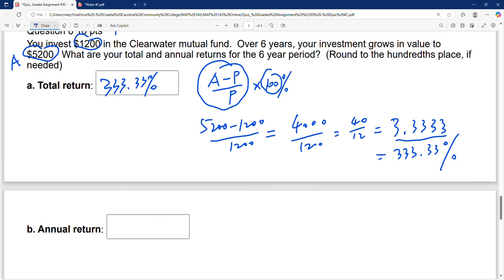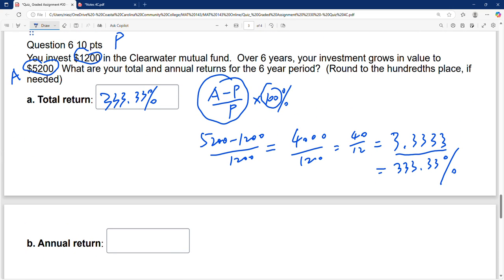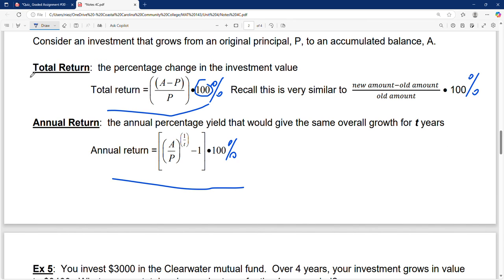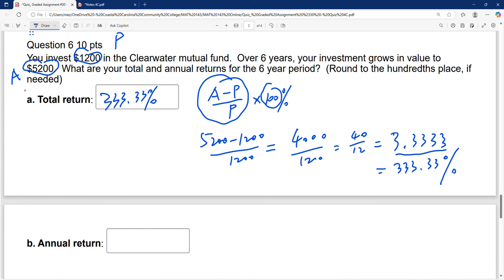This is total return. Now let's see annual return. Annual return is a little bit more complex. You can see the formula, so copy this formula. It's A over P, to the power of 1 over T, then minus 1. This is the formula. Minus 1, then convert to 100%.